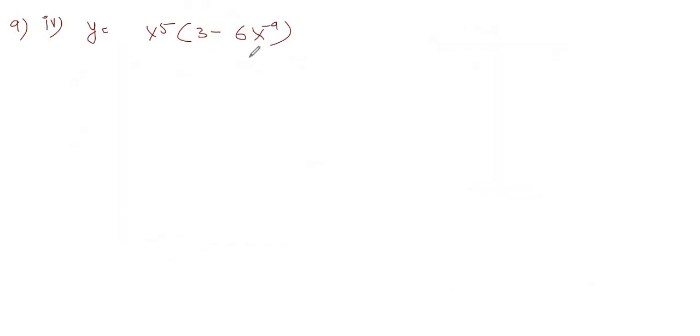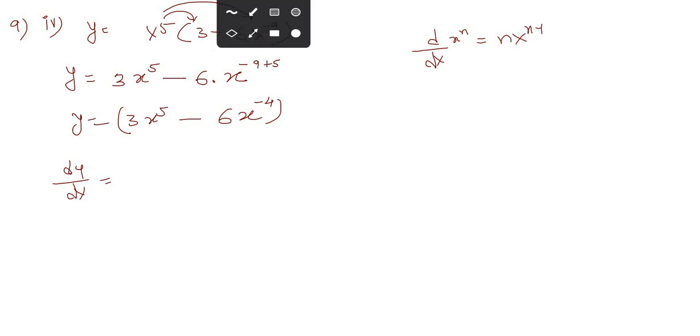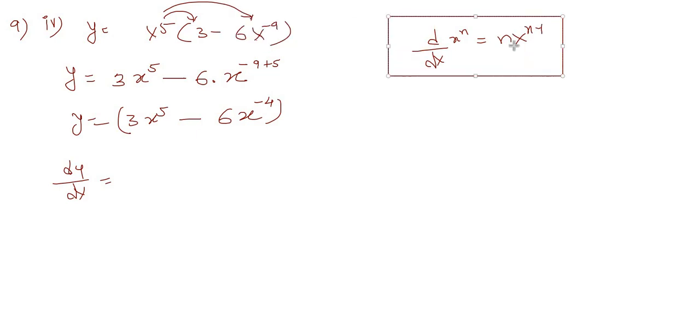Let's do the next one. This is a pretty simple question. Just multiply this inside. So this is 3x raised to power 5 minus 6 into x raised to power minus 9 plus 5. Correct? If we multiply inside, the powers are added. The question is 3x raised to power 5 minus 6 x raised to power minus 4. Now dy by dx will be what? The same formula we will apply, n x raised to power n minus 1. And remember, this is applicable even for negative powers.